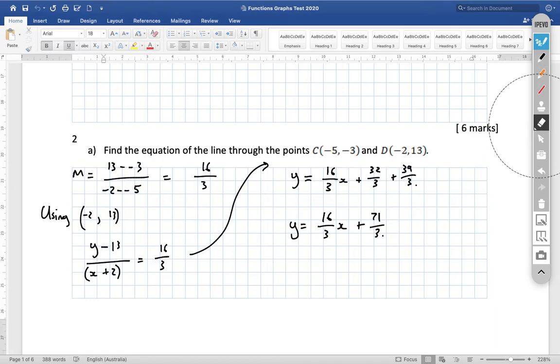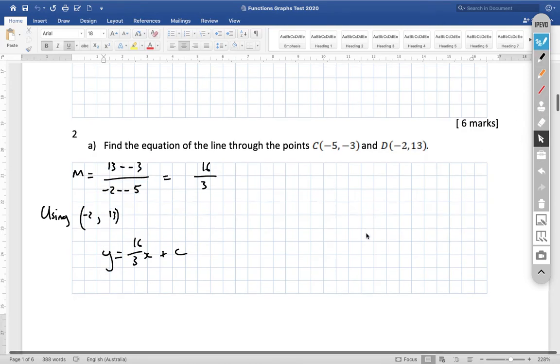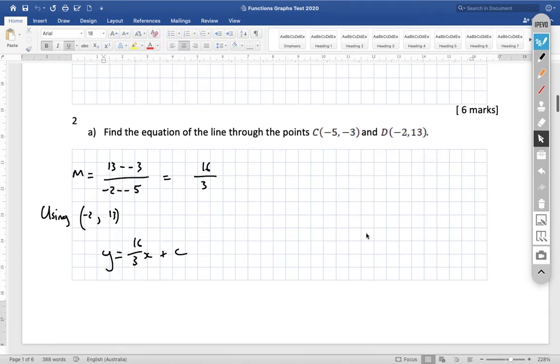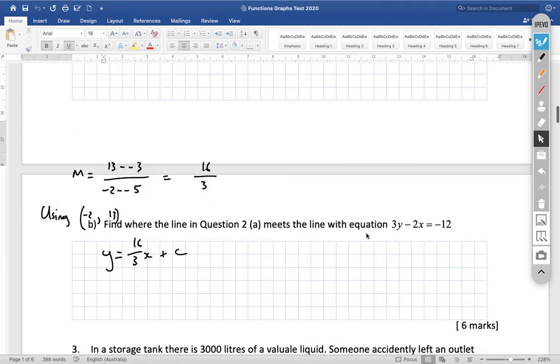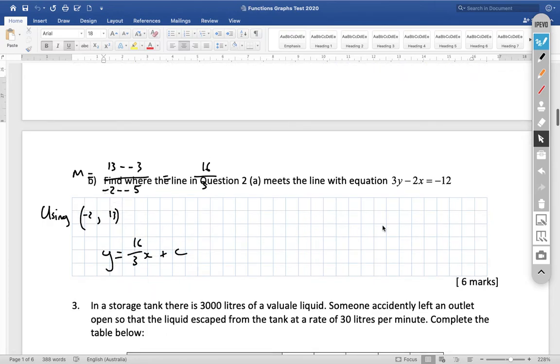And again, I did it before, so I won't do it again, but you could have done this. Could have said y equals 16 on 3x plus some number. Could have used a point to find what that number was. All right. Now, is that the end of page 1? Let's have a look. Yes, I'll pause the video there, unless this is a follow-on. Find where the line meets. Oh, actually, I better do this one so they follow on from each other.